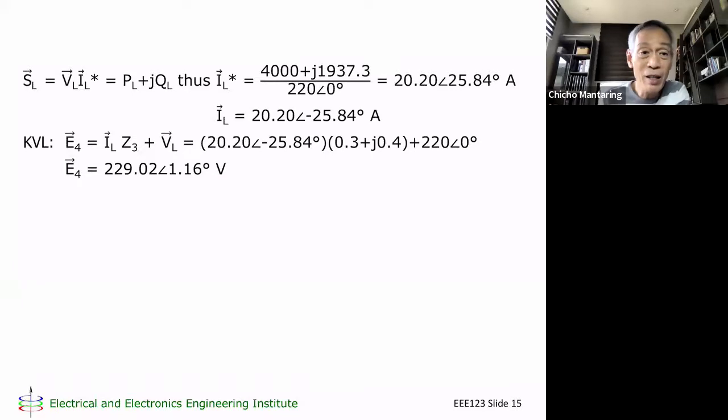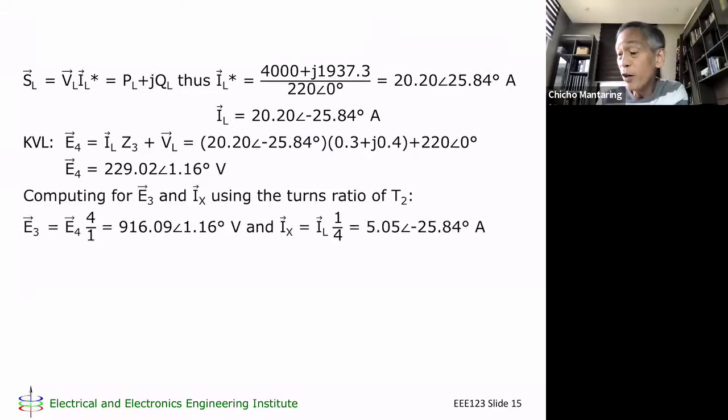If I know E sub 4, this is the secondary voltage at transformer 2, I can compute for the primary voltage at transformer 2, no? Because E3 over E4 is equal to 4 over 1. And I'm going to get E3 is 916.09 at 1.16 degrees volts. Remember that the transformer primary and secondary will always be in phase. So kung ang angle nito is 1.16, ang angle nito will also be 1.16.